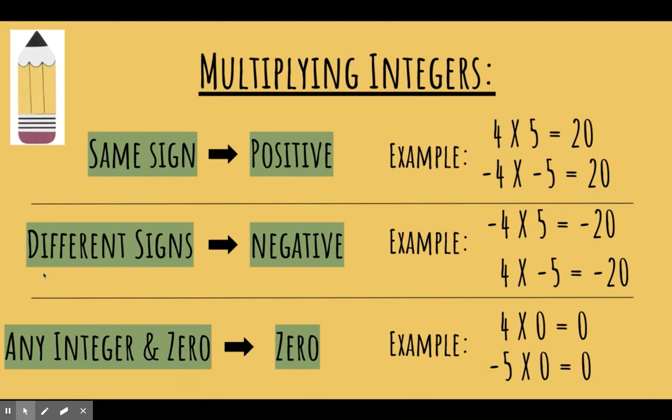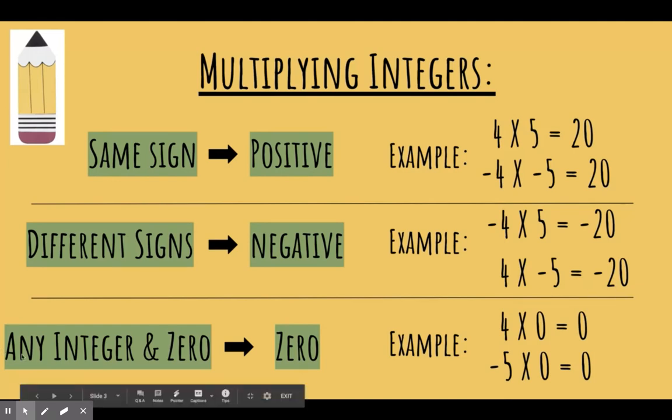Next, we have different signs. The answer is going to be negative. So if you have a negative times a positive, it's going to be a negative. Or if you have it the other way around, a positive times a negative, it's still going to be negative. Here we have negative 4 times 5 equals negative 20. You have a negative and a positive equals a negative. Then we have 4 times negative 5. That also equals negative 20. Positive times negative equals negative.